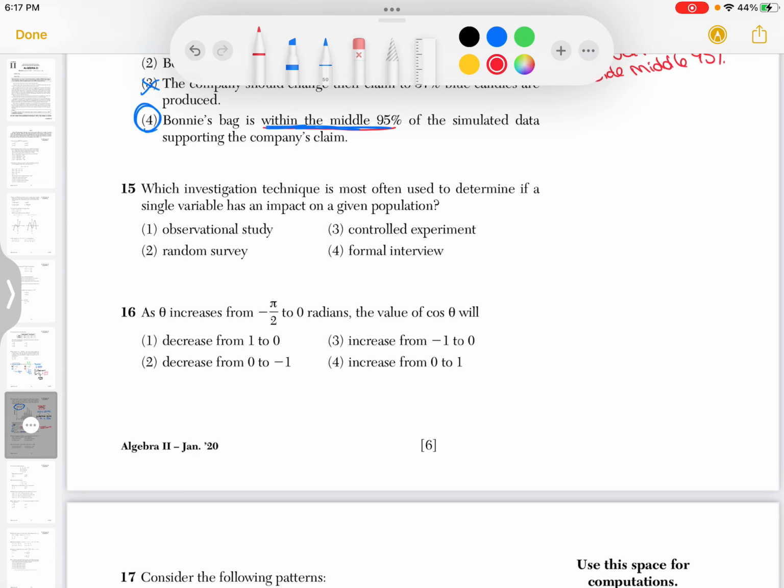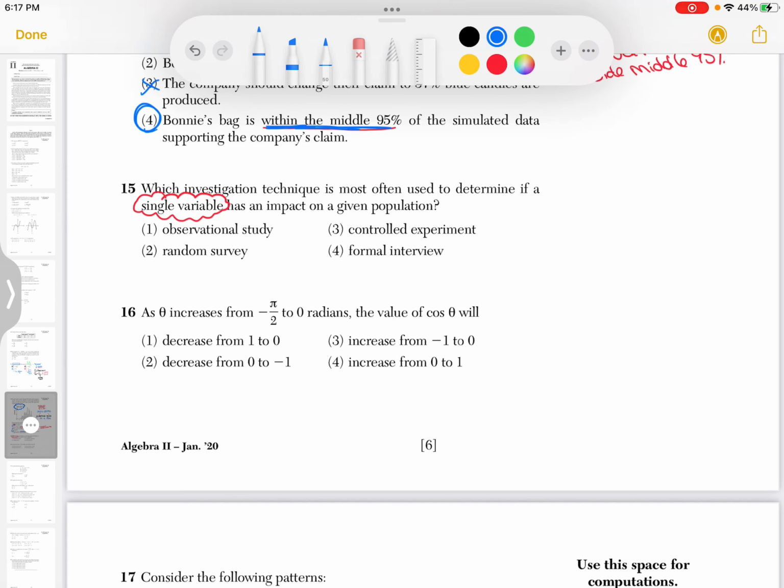Number 15, which investigation technique is most often used to determine if a single variable has an impact on a given population? So when you're testing a single variable, for example, a medication, or like that one question we did in class with toothpaste, ingredient X or whatever it was called, you're essentially testing something on groups of people or a group of people compared to another group.